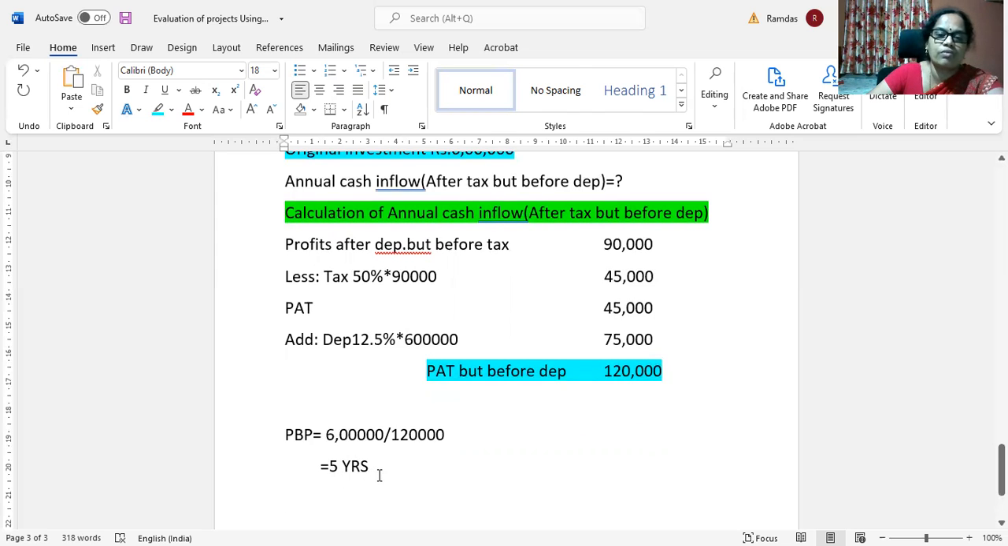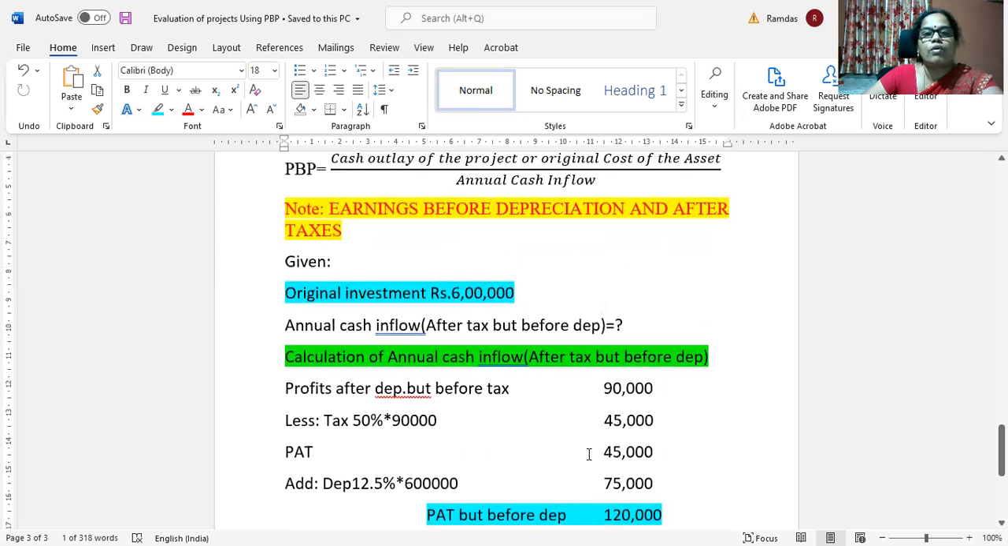So if you get an annual cash inflow of 1,20,000 every year, the life of the project could be different. But within 5 years, an annual 1,20,000 cash inflow will ensure that you get back your original investment. Okay, so this is the calculation of payback period for single projects when cash inflows are constant. In the next video, we will be discussing how to calculate payback period for problems which have uneven cash inflows.